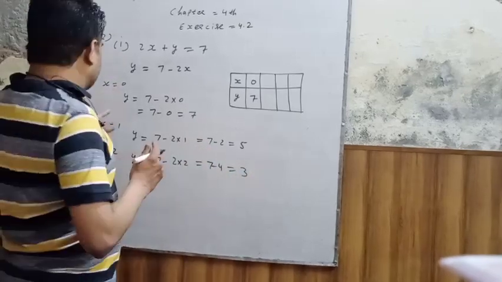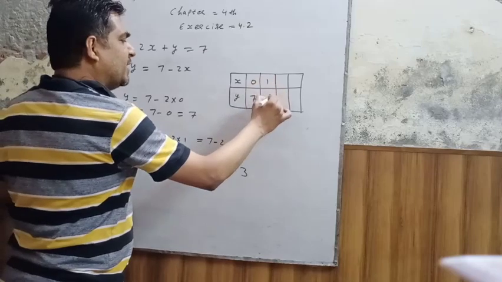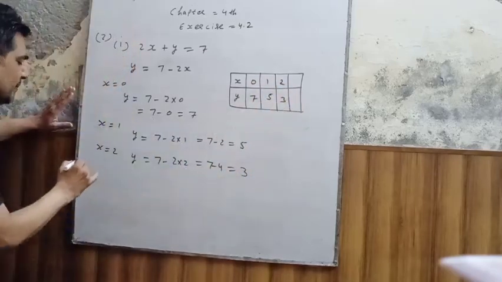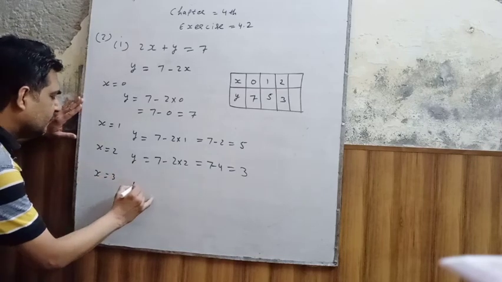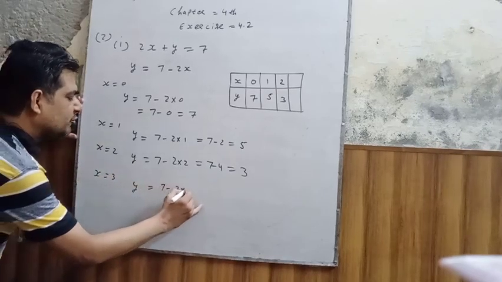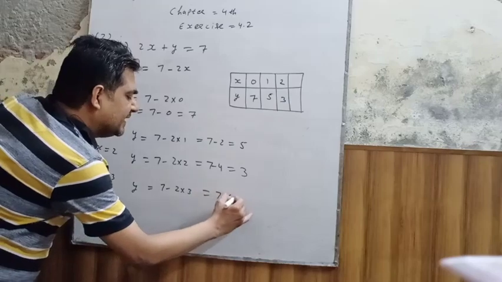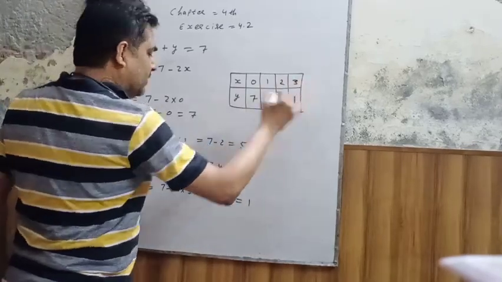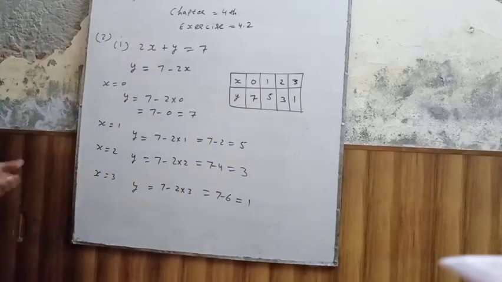In this, x is 1, y is 5. X is 2, y is 3. Now we put x as 3. Y equals 7 minus 2 into 3, 7 minus 6, 1. If x is 3, then y is 1.